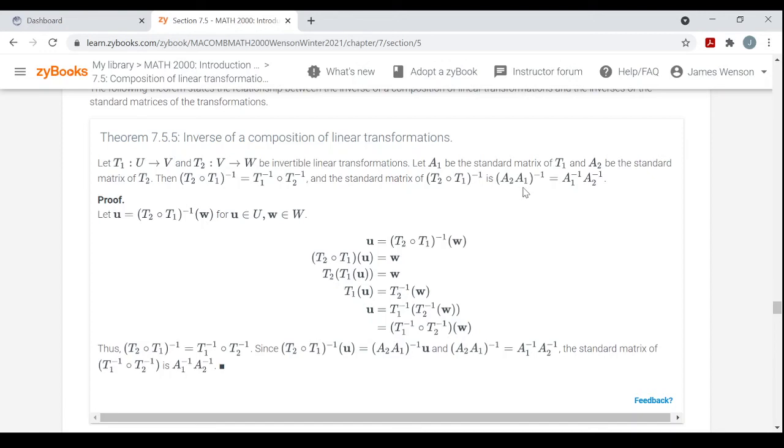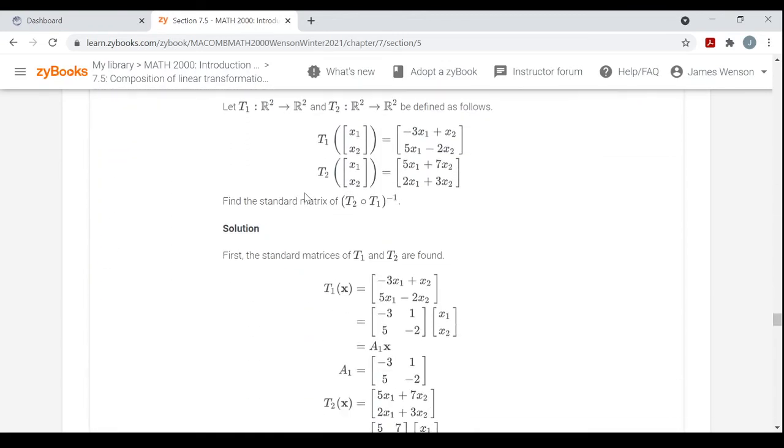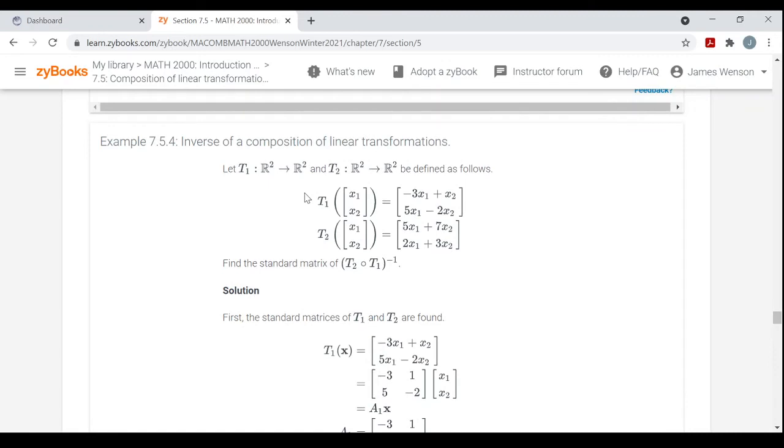Remember the inverse of a product? We talked about this way back when. The inverse of a product of two matrices is the product of their inverses, but reversed. So A2 A1 inverse is A1 inverse A2 inverse. And the same thing goes for compositions. All right, so they give you some examples here. So I'll do this one last example on some paper.